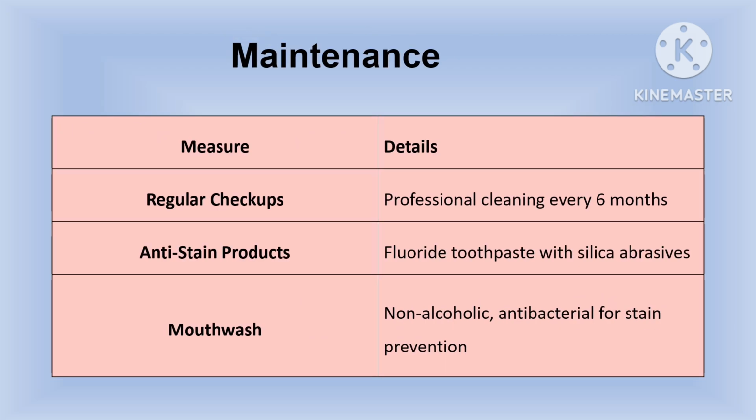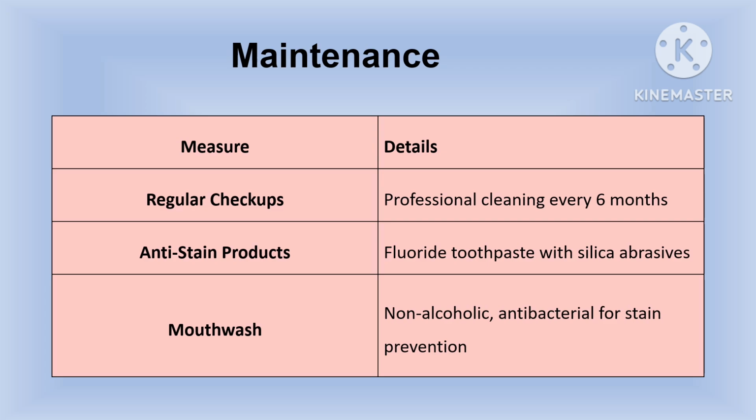The final step in the management of extrinsic stains is maintenance, to help sustain the results of the professional cleaning and whitening treatments achieved. It includes a regular dental checkup every 6 months. The patient should be advised to use fluoride-containing toothpaste with a mild abrasive like silica, which can gently remove the surface stains while protecting the enamel. A patient may be suggested a non-alcoholic antibacterial mouthwash to reduce bacterial growth and prevent new stains from forming.